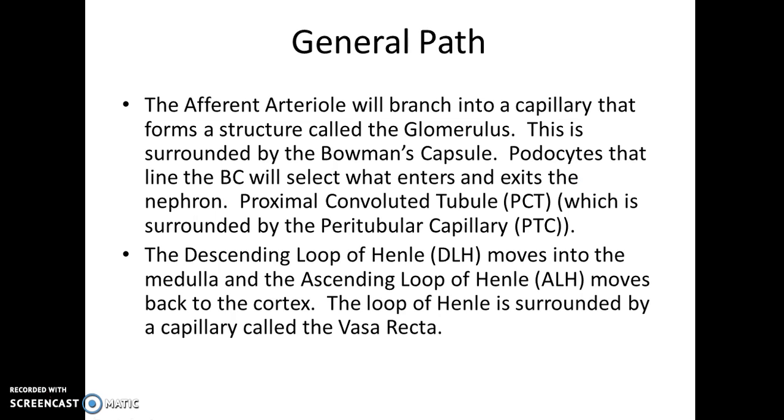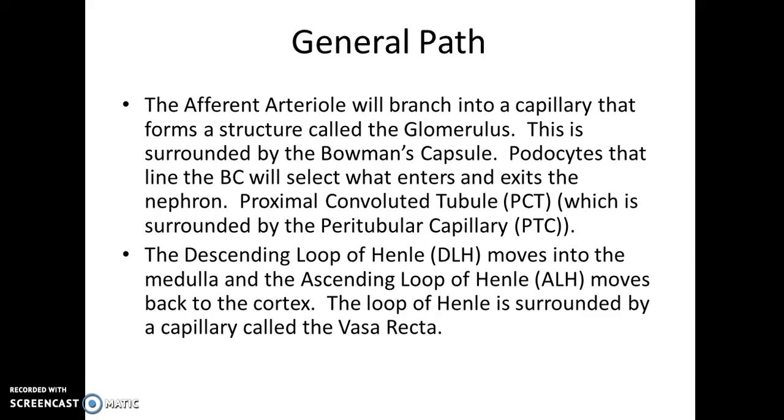So the general path that the fluid takes through the nephron is as follows. The afferent arteriole will branch into a capillary that forms a structure called the glomerulus. Now, the glomerulus is surrounded by the Bowman's capsule, which you just drew. The podocytes that line the Bowman's capsule will select what enters and exits the nephron. That is your, what's it called? Transport epithelia, right?